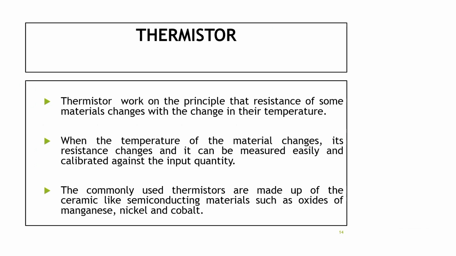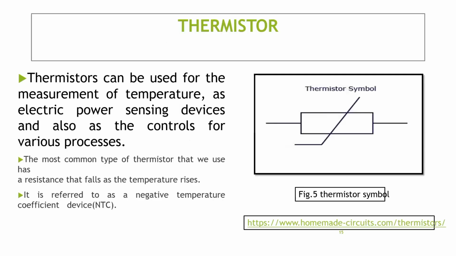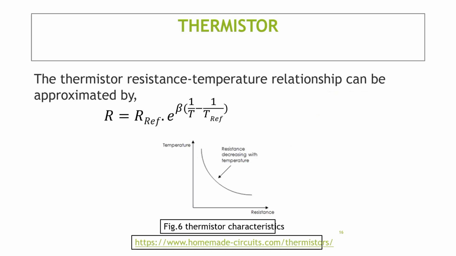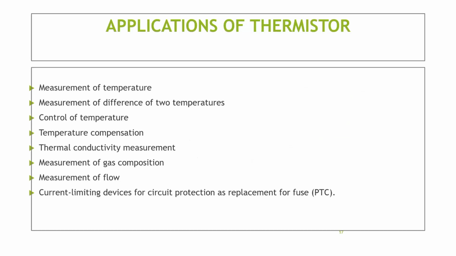The second last transducer we have is the thermistor. A thermistor works on the principle that the resistance of some materials changes with a change in temperature. We use a semiconductor, and when the temperature changes, its resistance changes, and we can easily measure and calibrate it against the input quantity. You can see the thermistor symbol, which is very simple. Resistance falls on temperature rise, giving a negative temperature coefficient. Normally we use a semiconductor for this application.